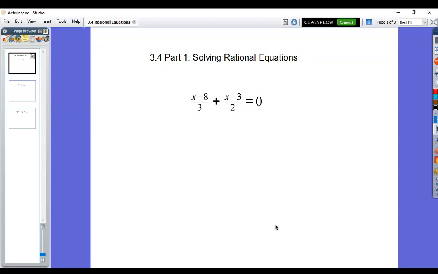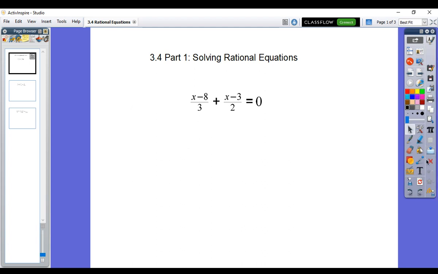Back to some more algebra. Today we are learning about rational equations. So all that really means is, hey, you're solving for x. But what makes them a little bit different than other equations is the fractions in them sometimes. So let's see how we're going to work these out.